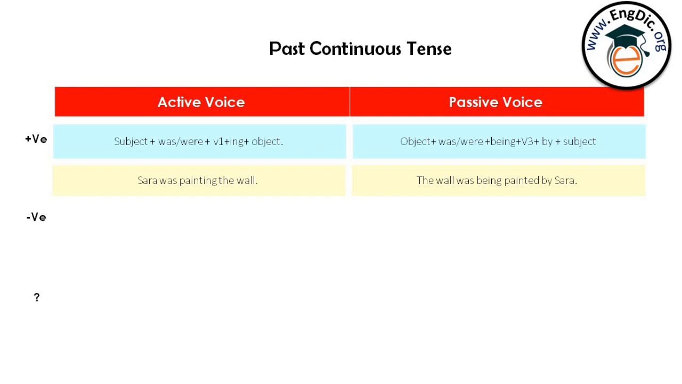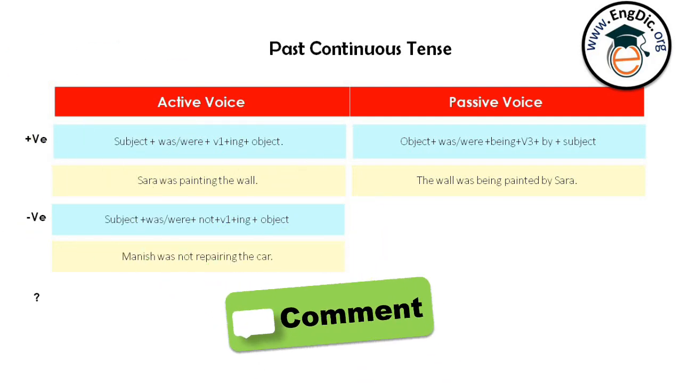The formation of a negative sentence is: we have to put the subject, then was/were, and then we have to put not, just an addition of not. Then the first form of verb plus ing, and then the object. For example, Manish was not repairing the car. We have put the subject Manish, then was, then not, and then repair plus ing, repairing, and then the object, the car.